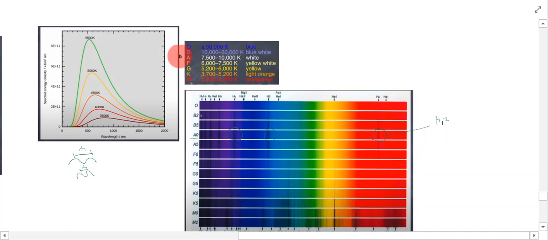What we can also start to see is that as you move down the class of stars, as you move down this group, the temperature is dropping. You can see as you go from O class stars all the way down to these M class stars, the temperature is actually starting to drop.